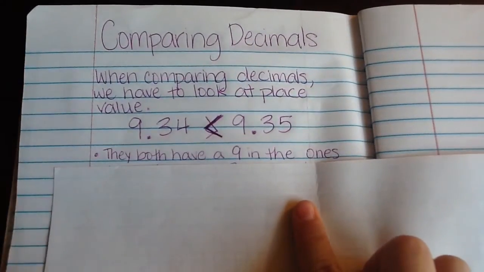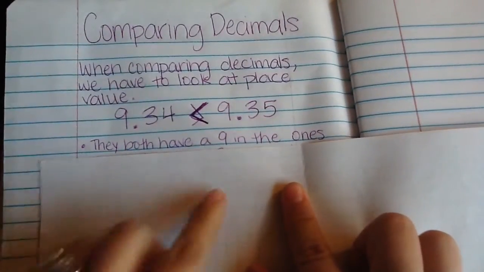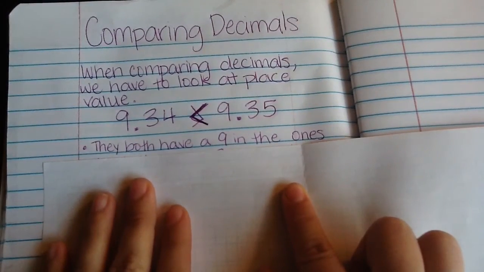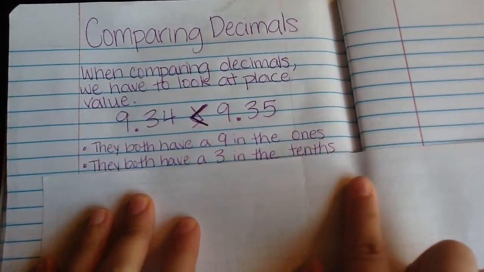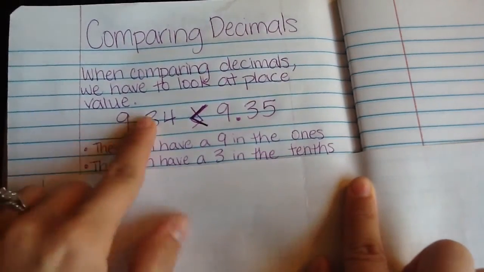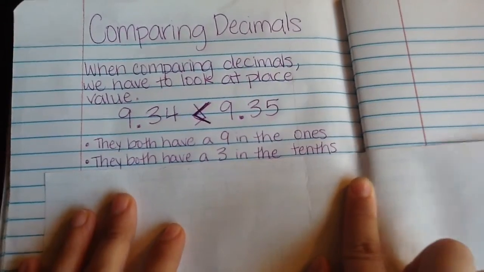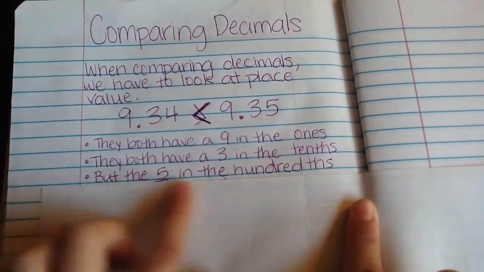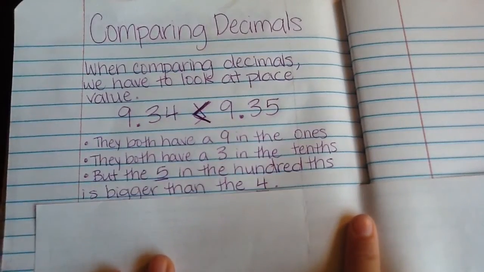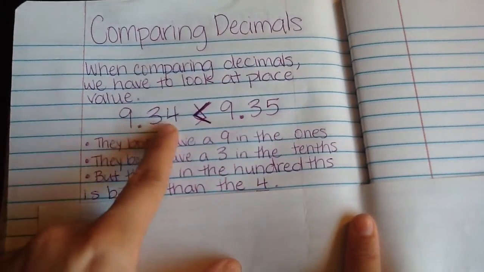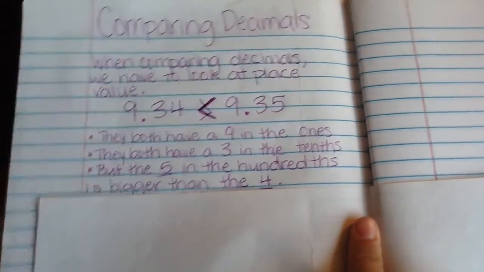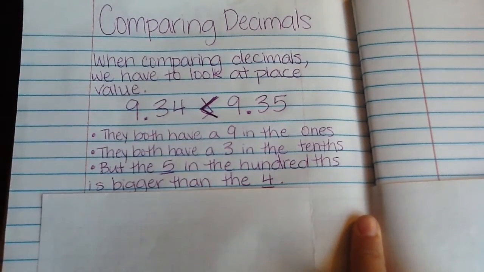So I just want you to write this real quick, that they both have a 9 in the ones. Please write that. Pause if you need to. They both have a 3 in the tenths, with a T-H-S. Pause right now. And then lastly, the 5 in the hundredths place is bigger than the 4 here in the hundredths place. So please get that copied into your journals and then play it again when you're ready.